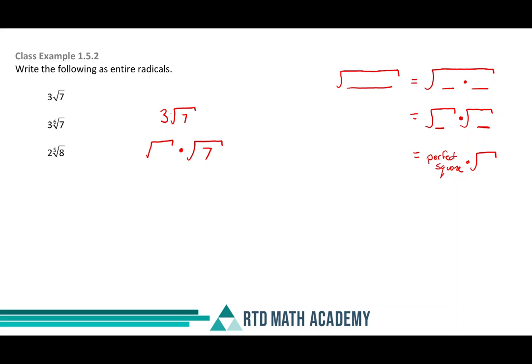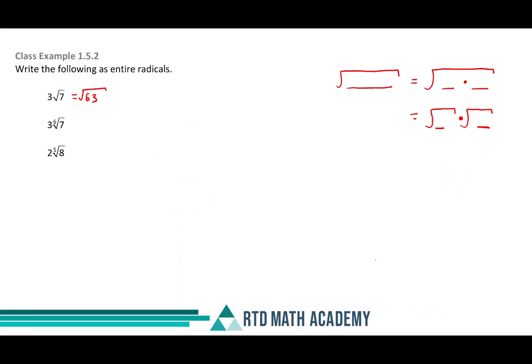So really what we're thinking about is, how did I get to 3? Well, I took the square root of 9. We know 9 is a perfect square from our perfect squares list. Then I can multiply underneath one radical sign. Now we're getting into this entire radical, 9 multiplied by 7. If I multiply 9 by 7, I get 63. And so I can say that the square root of 63 is the same thing as 3 times the square root of 7. One we call a simplified mixed form, that's the 3 root 7. And one we call an entire radical, and that's the square root of 63.